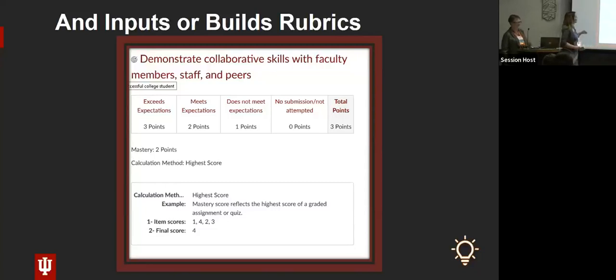I forgot one thing. This one is so important, and maybe a pro tip too. Make sure that one of your options is no submission or not attempted, because that does not mean the same thing as the student tried it and wasn't able to meet the objective. That's actually two different data points. We want to know how many students didn't even try, they didn't even turn in the assignment that was on it, and how many students tried it but were unable to meet the objective.